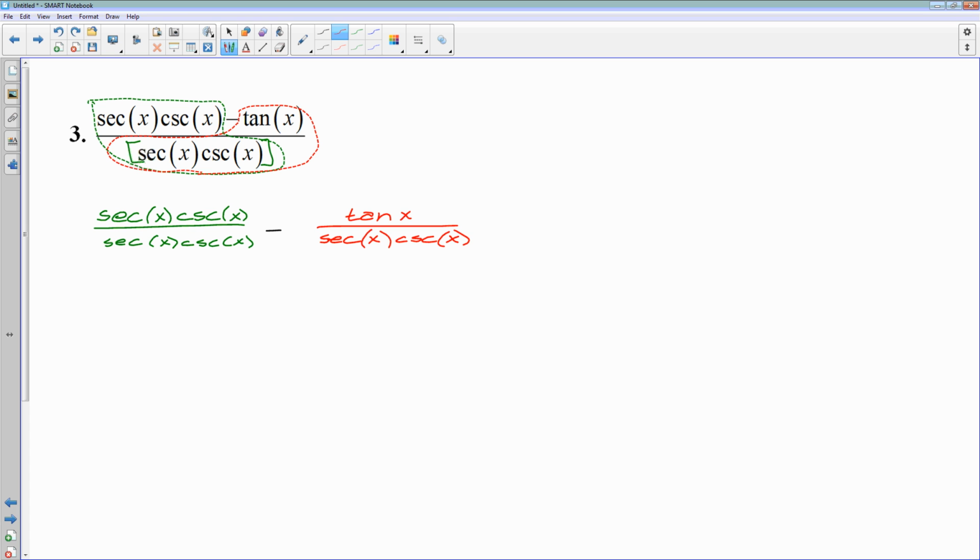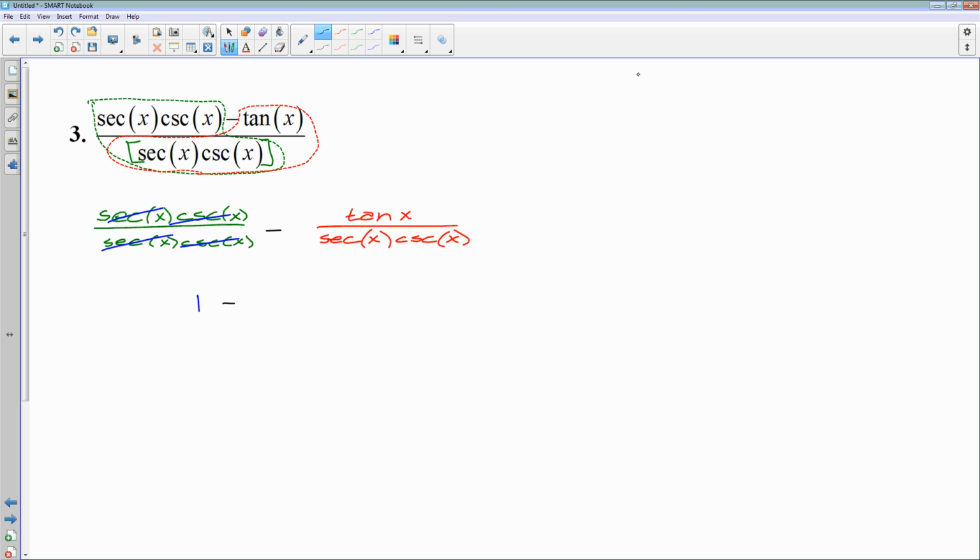And now I'm going to play with those individually. The one on the left is beautiful because this is all multiplication. It's secant times cosecant on top, secant times cosecant on bottom. Everything cancels, which means this fraction on the left just turns into a big 1. So we're going to leave that as 1. However, the one on the right is a little bit uglier. You know what we can do?